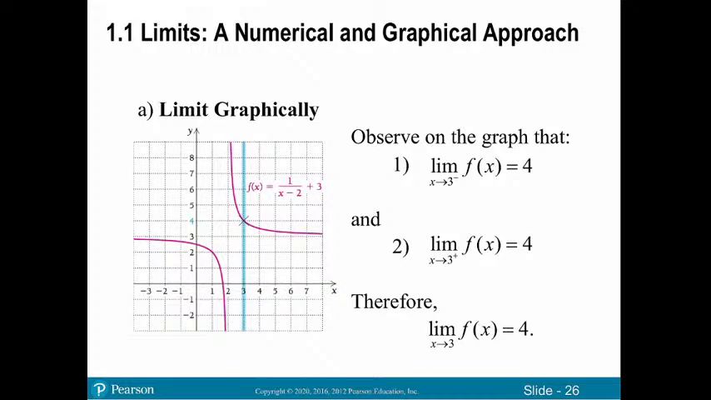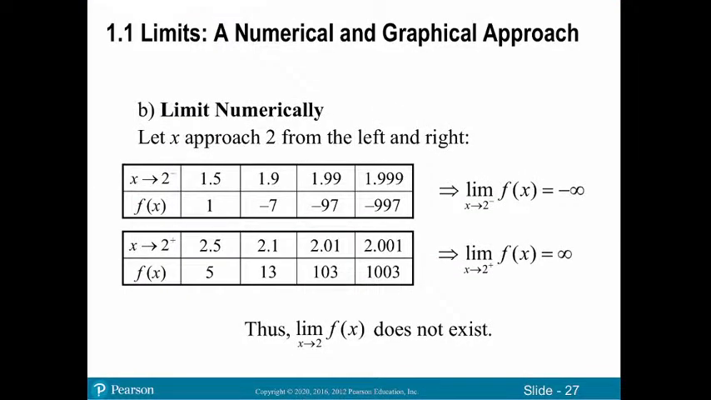But then as x approaches 2 from the left, if we make our table, from the left of 2, we would choose x values like 1.5, 1.9. We find the corresponding y's. So the closer and closer we get to 2 from the left, the y values go off to negative infinity. The closer and closer we get to 2 coming from the right, the y values go off to positive infinity. So therefore, the limit as x approaches 2 does not exist, right?